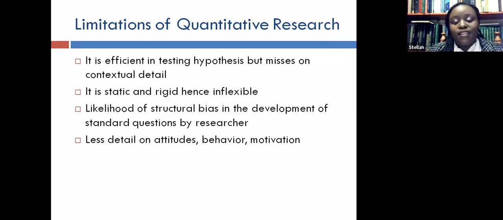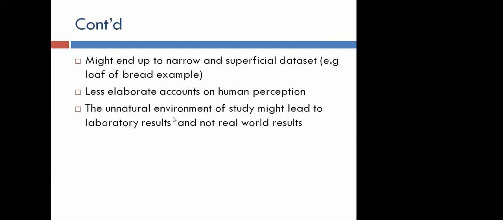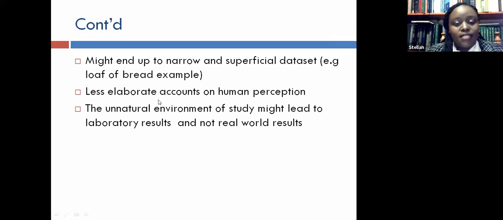Then when it comes to finding attitudes, behaviors, and things like opinions, it tends to bring in less detail because you don't have a direct contact with your respondents. It tends to be less elaborate when it comes to human perception and their natural environment. You're sending questionnaires, you're having interviews, you don't have the chance to go and observe or touch or ask other questions that can help you understand attitudes in your research. Then it means that you might not have the natural results as compared to qualitative.